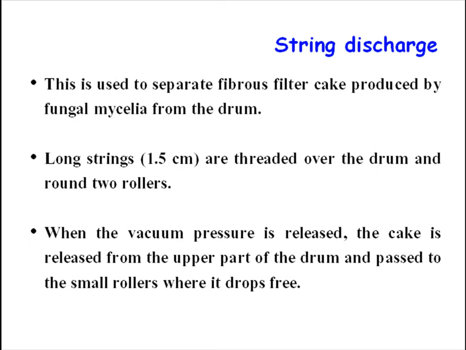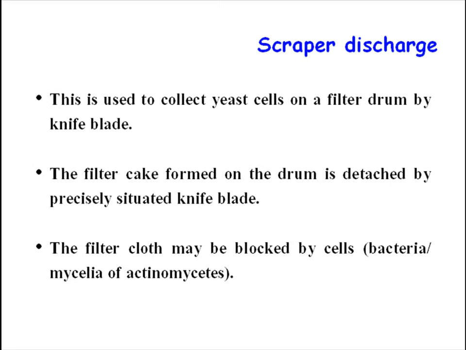Let's start the discussion of string discharge. This is used to separate fibrous filter cake produced by fungal mycelia from the drum. Long strings of approximately 1.5 cm are threaded over the drum and round two rollers. When the vacuum pressure is released, the cake is released from the upper part of the drum and passed to the smaller rollers where it drops free.